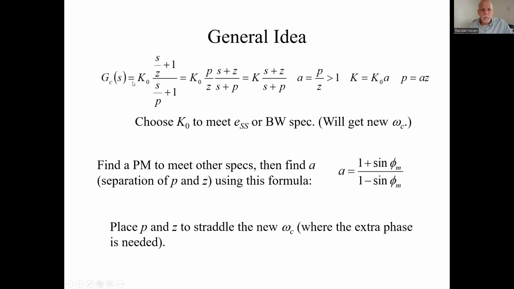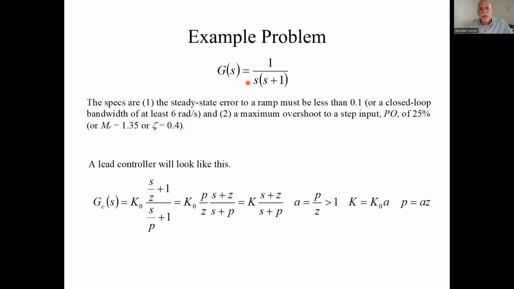Pick the K sub naught based on a steady state error or bandwidth spec, and base the A, and where to place the P and Z, the pole and 0, on a phase margin spec. Here's our example. This is the plant. Our specs are a steady state error to a ramp of 0.1. See that it's a type 1 system. The controller doesn't have any poles at the origin, so it doesn't change the type of the system. And our second spec is a peak overshoot spec of 25%.